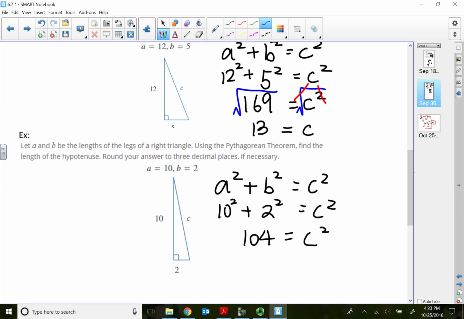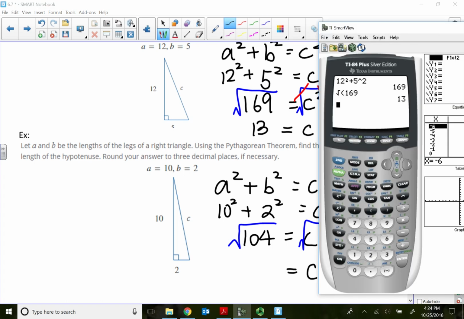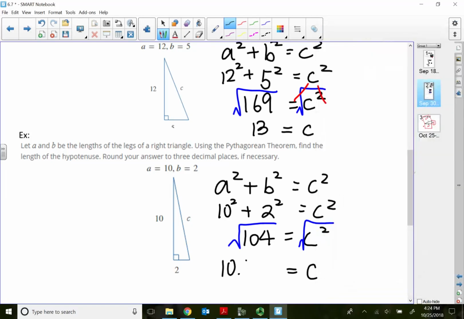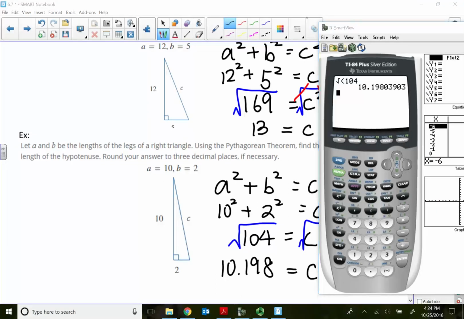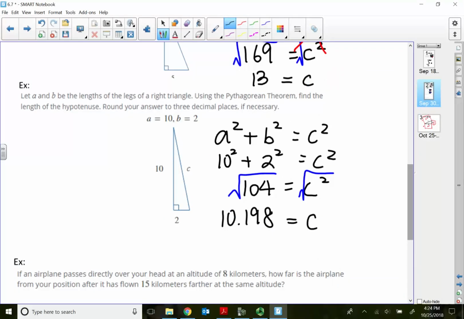So now when I take a square root on both sides, I'm taking the square root of a number that is not a perfect square, so I'm going to end up with some sort of decimal. I need to round to 3 decimal places, so that would be the square root of 104. To 3 decimal places, that will be 10.198. Okay, that's all it is to it. That's how we use the Pythagorean theorem to find the missing side of a right triangle.